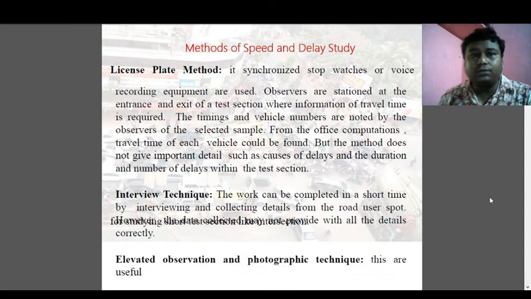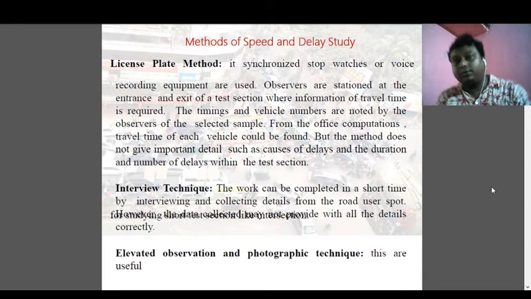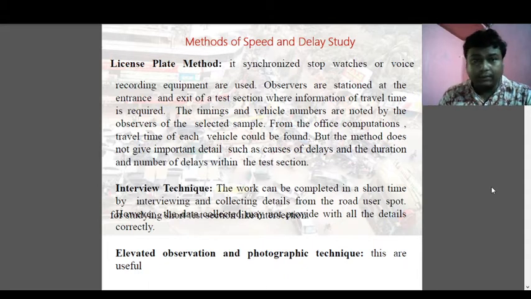Now another method of spot speed and delay study is the license plate method. So synchronized stopwatches or voice recording equipment are used. Observers are stationed at the entrance and exit of the test section where information on travel time is recorded. The time and the vehicle numbers of the selected sample are noted by the observer. From the office computation, the travel time of each vehicle can be found out.